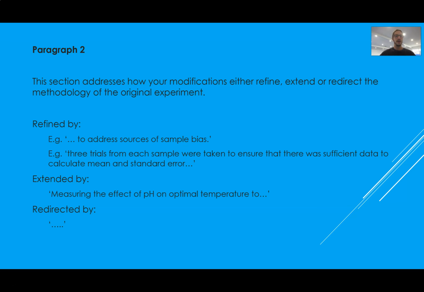So the next paragraph you can talk about whether you refined, extended, or redirected, or did multiple ones of those. So you can use the initial line. The original experiment was refined by, then just use dot points and say what they were. Extended by, dot points again, redirected by, use dot points there too.